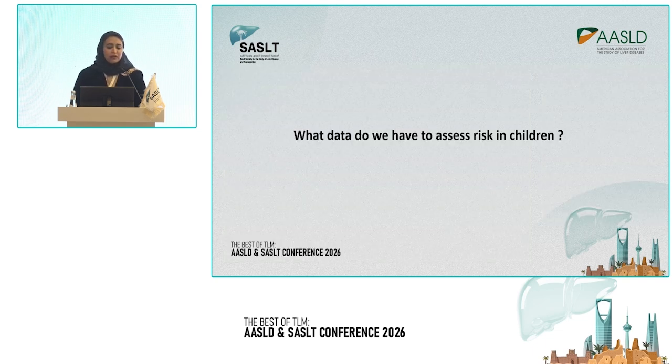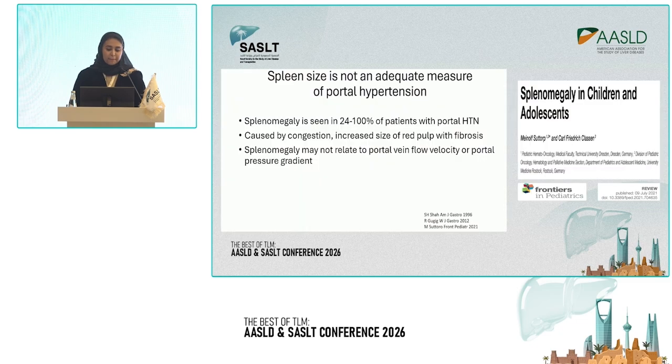So what data do we have to assess risk in children? Splenomegaly, spleen size in pediatrics, is seen in only 24 to 100% of the patients with portal hypertension, because there are some patients who have congestion or structural abnormalities. So we are not relying on spleen size for screening, in contrast to adults, where splenomegaly usually indicates chronicity and disease severity of portal hypertension.